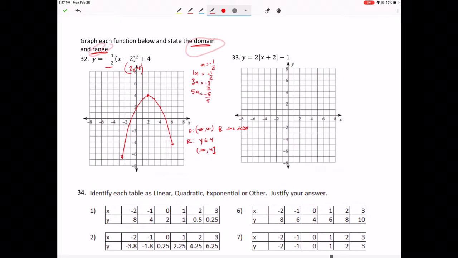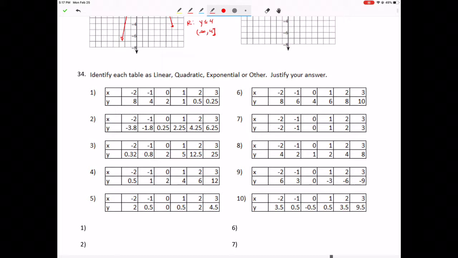All right. And then the last thing is number 34. Just go over some of these examples. So just remember, when you're doing graphs, you want to find the first difference. If the first difference is the same, then it is a linear equation. Okay, if the first difference is not the same, if it's not a constant number, we'd want to check the second difference. Okay, if that is the same, then it's quadratic.